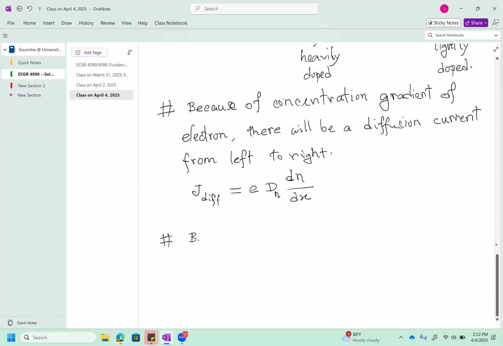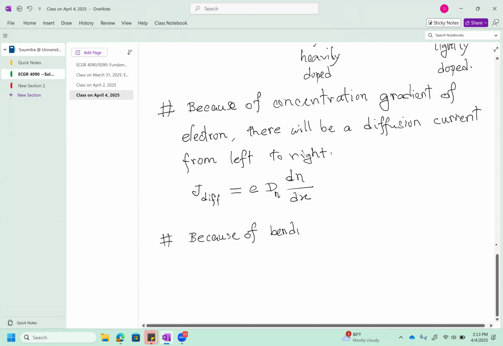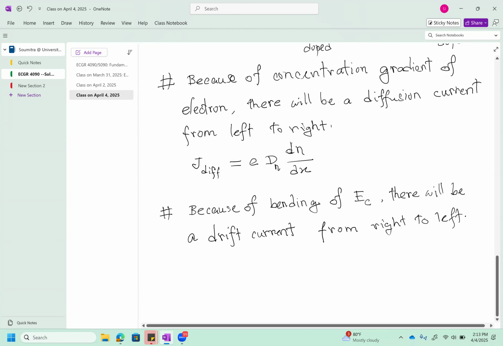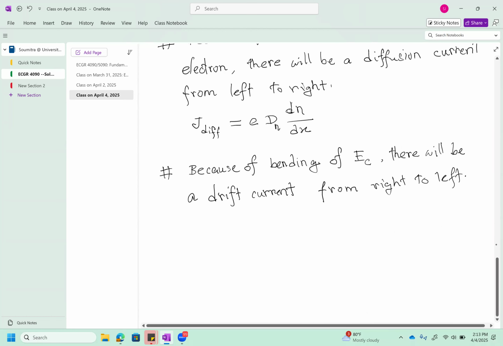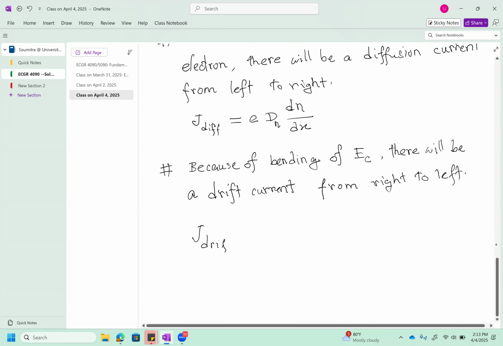And because of bending of the conduction band EC, there will be drift current from right to left, okay, the other direction.